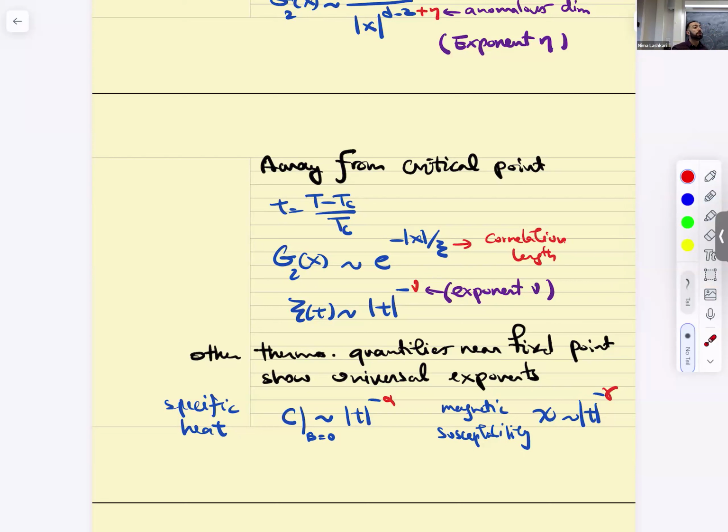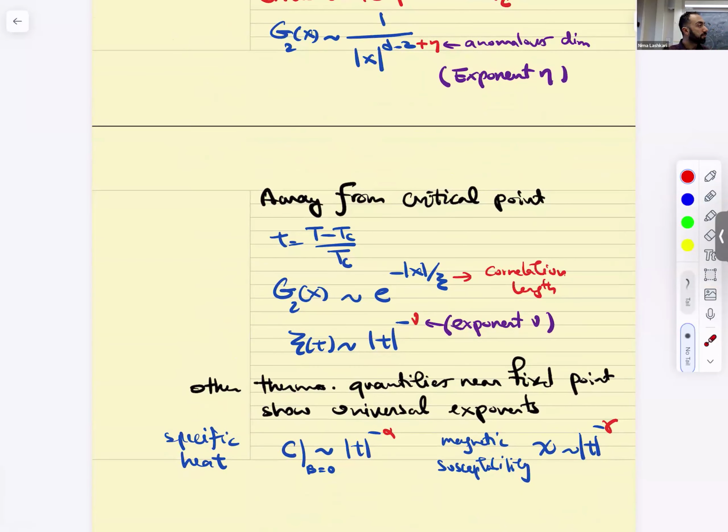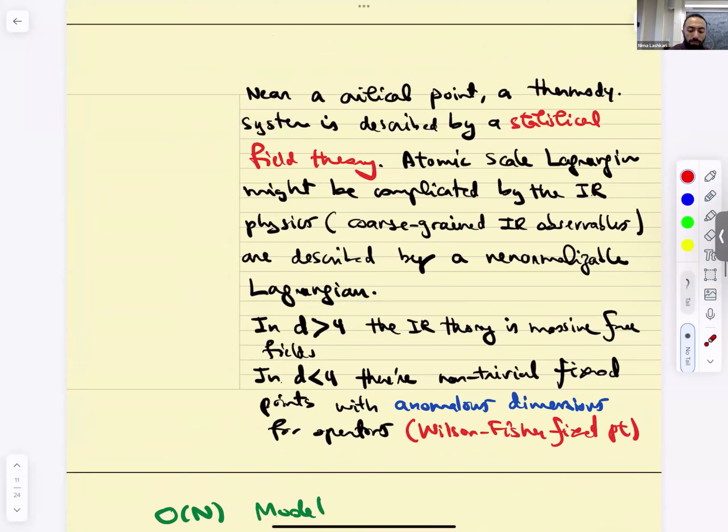They show the same critical exponents. It doesn't matter what the degrees of freedom are in the UV. The emergent degree of freedom in the IR is always the same, right? Because it's only the relevant deformation that grows. The rest are unimportant. Is that idea clear? It's an idea that sits at the core of the renormalization group. So the atomic scale Lagrangian might be complicated, but we couldn't care less. All that we care about are symmetries, and when you do the derivative expansion and field expansion.